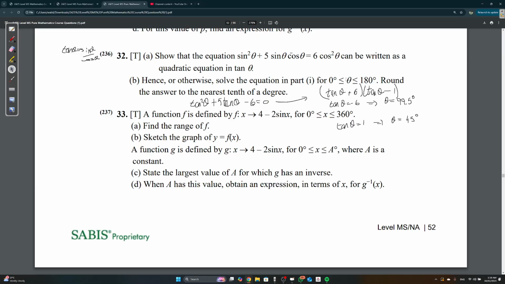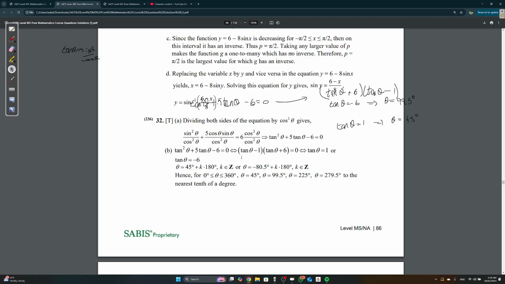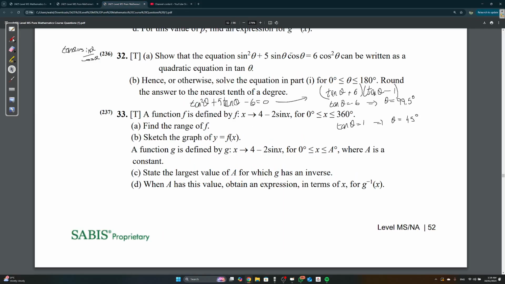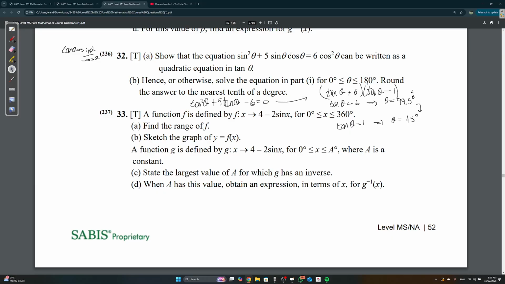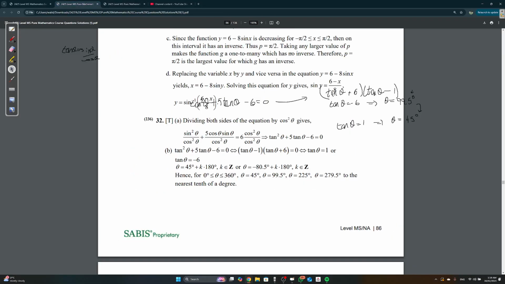Did they not say between 0 and 180? Yeah. They said in between 0 and 180. If they said in between 0 and 360, then just add 180 to these two as well, and you'll get your other two solutions. But they said in between 0 and 180. I don't know why here they changed it to 360 in the solution.